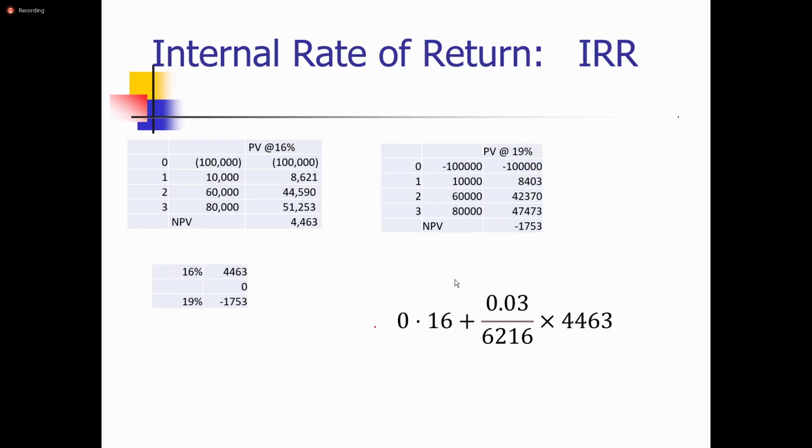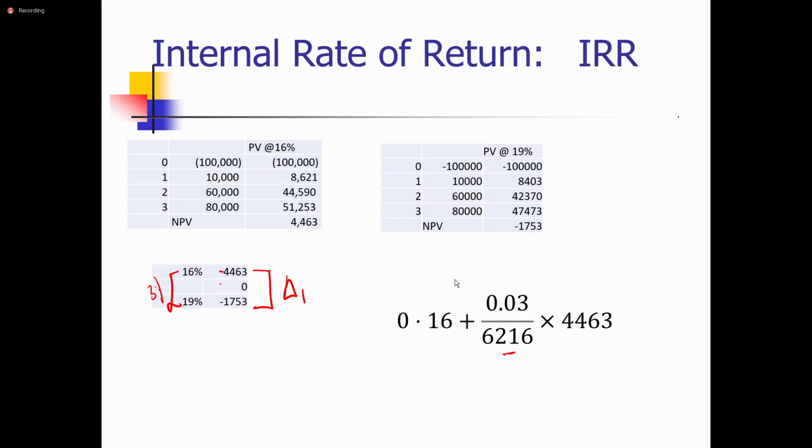I have explained this somewhere before, I remember. The IRR is greater than 16%. Here, the difference between the large value and the small value we call delta 1. That difference is 4,463 minus 1,753, which is 6,216. For that difference, the rate difference is only 3%.